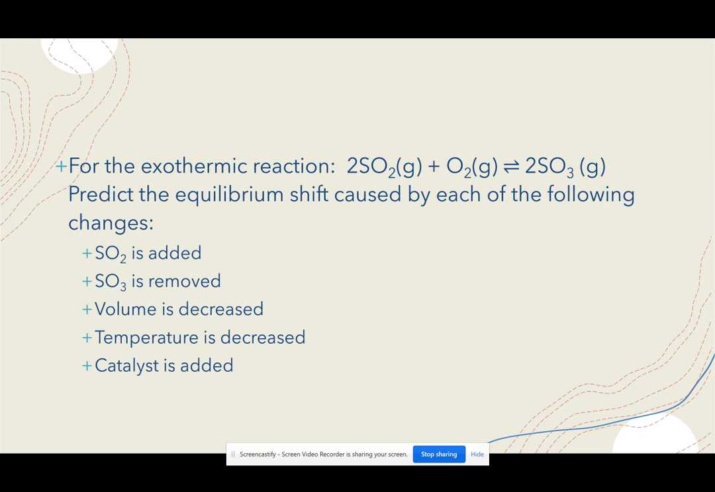So for this exothermic reaction, meaning heat is a product, we're going to predict the equilibrium shift caused by each of the following. So if I'm adding SO2, I'm going to shift away from what I'm adding. So I'm going to shift to the right. If I remove SO3, I'm going to shift to replace what's being removed. So I'm again going to shift to the right.